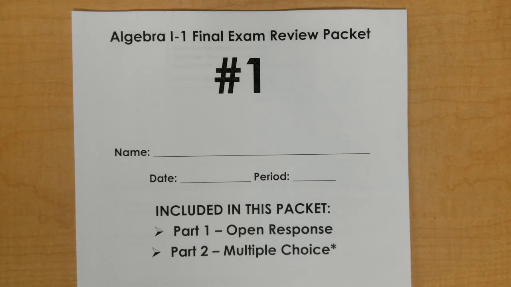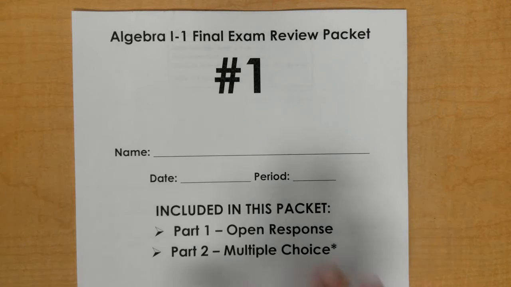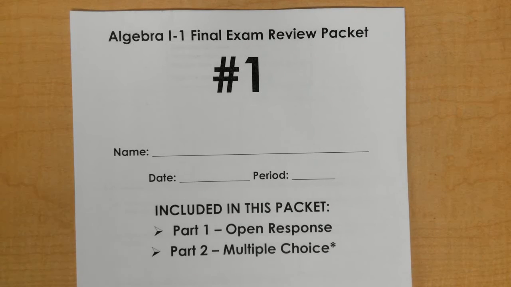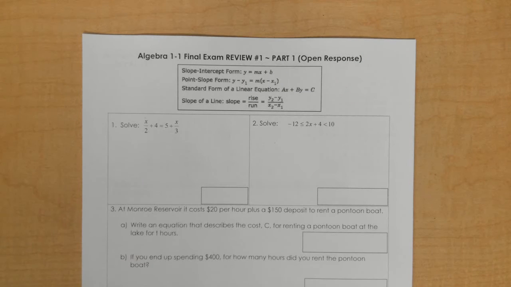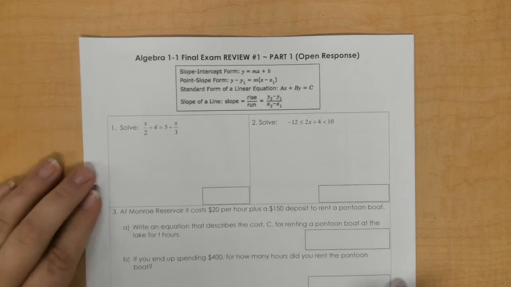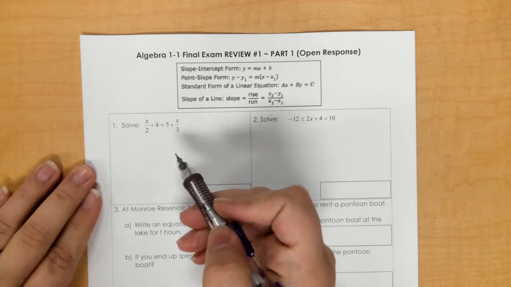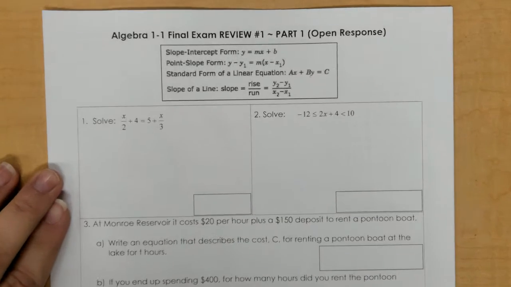For Algebra 1, Final Exam Review Packet, we're going to go through the first review. So review number 1. The first half of the test is your open response. So for this one, number 1, we have to solve the equation by clearing the fraction.